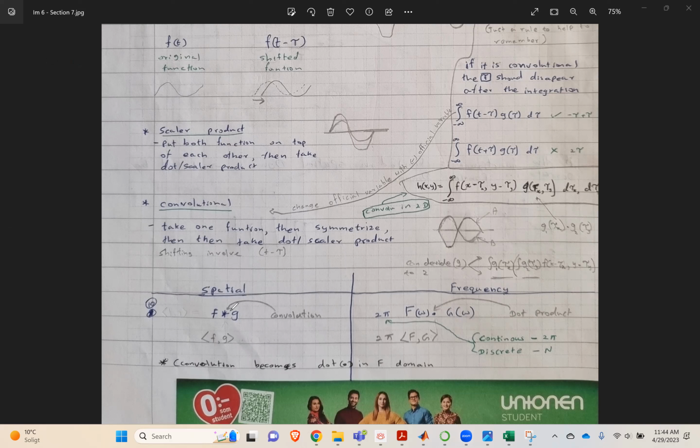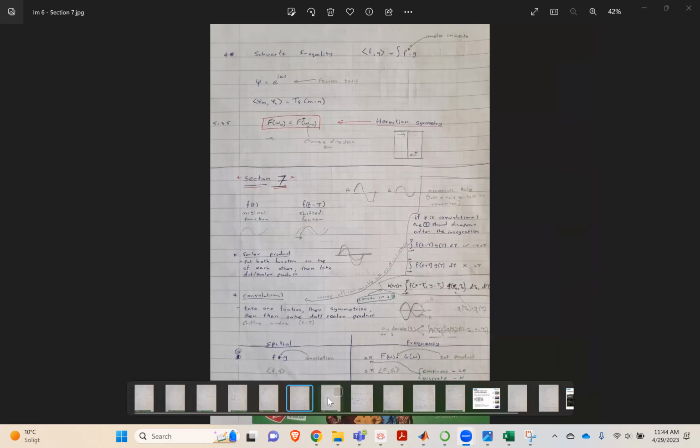So in this one you understood, right? Take this and symmetrize it. Then take the dot product. This is done. Okay, we will directly jump into the other one.